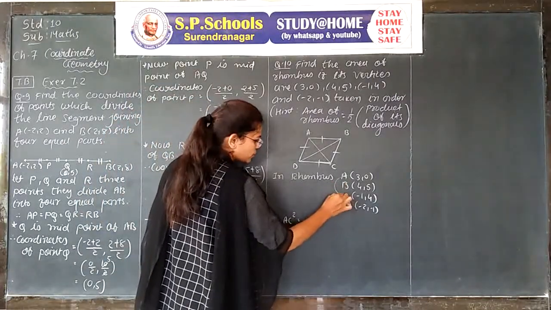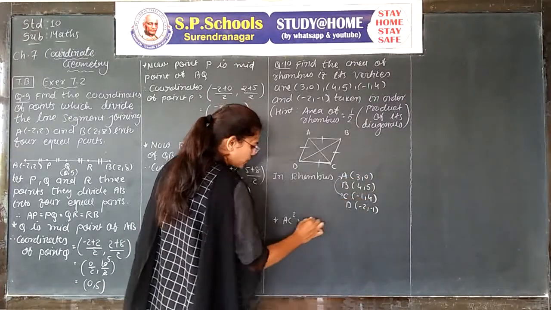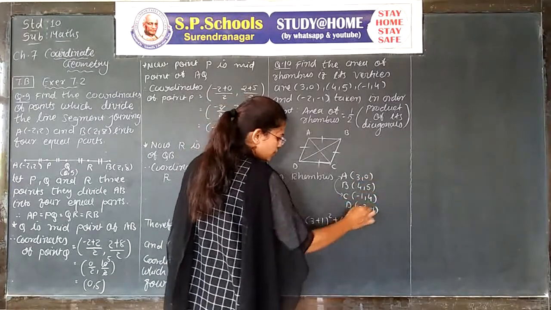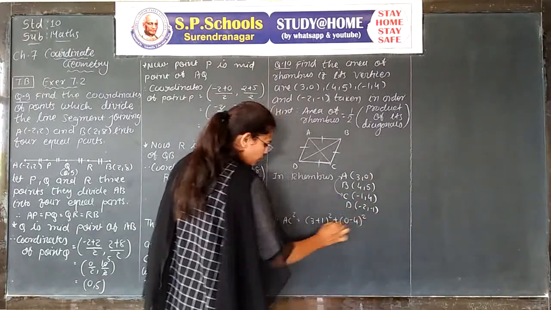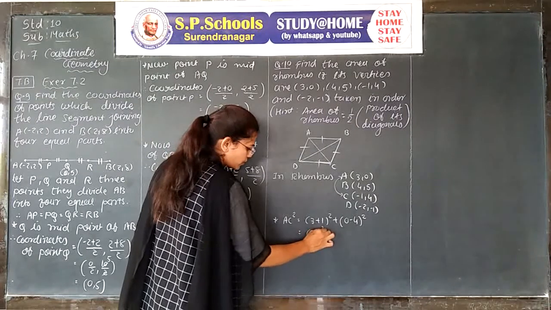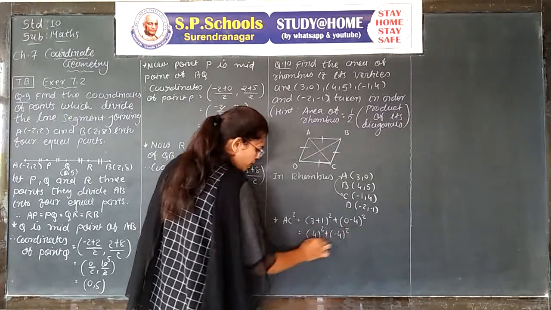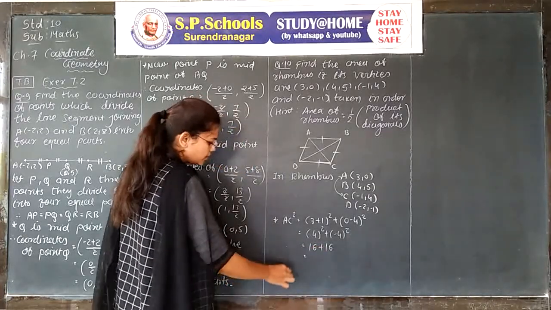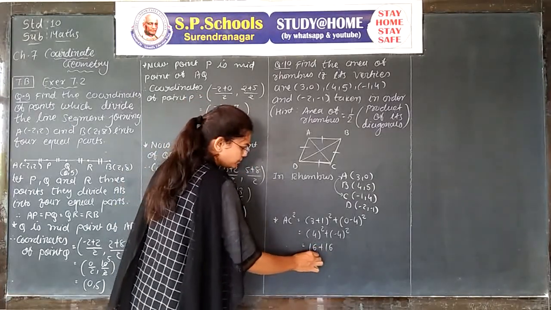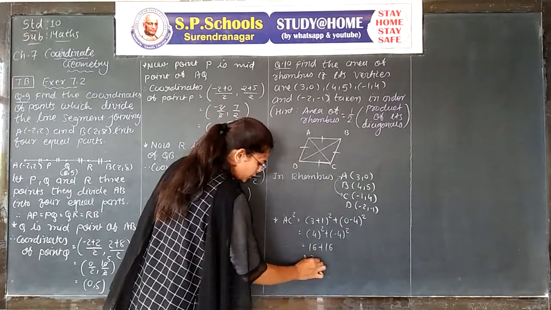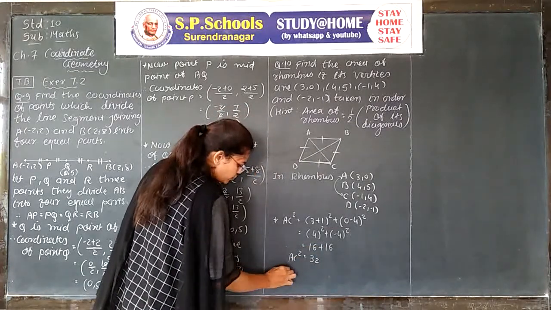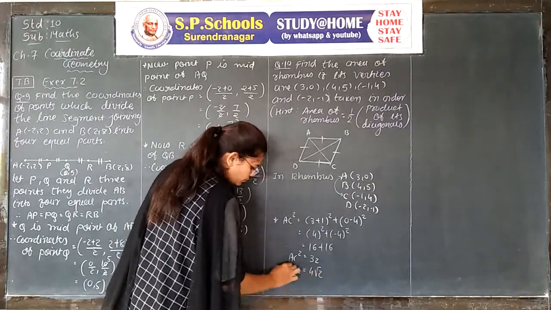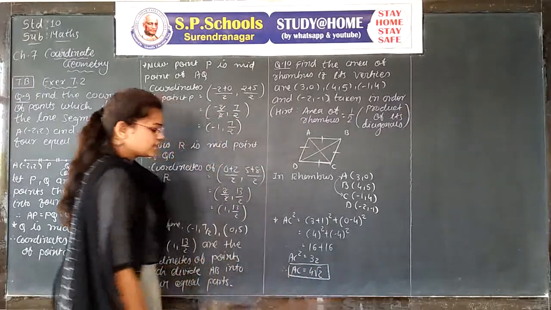AC square: using A and C, (3 minus of minus 1) gives 3 plus 1, whole square, plus (0 - 4) whole square. 3 plus 1 is 4 square plus minus 4 square. 4 square is 16, plus 16. 16 plus 16 is equal to 32. AC square is equal to 32. That's why AC is equal to 4 root 2. One diagonal AC is 4 root 2.